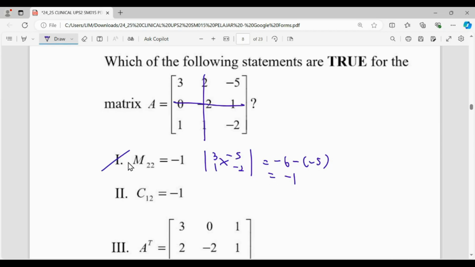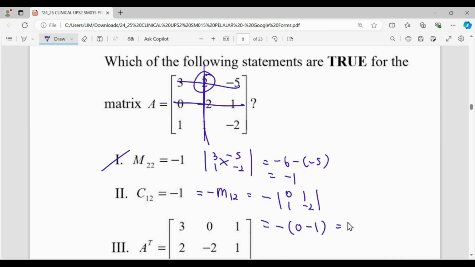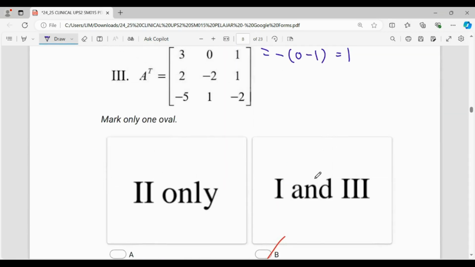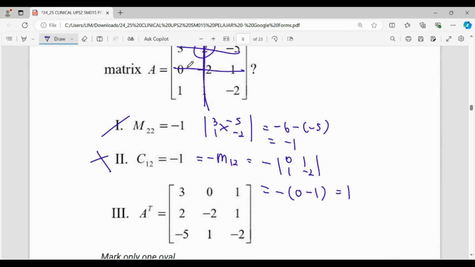Yes, this is correct. And then the C12 cofactor is equal to positive, negative. So the 1, 2 position here is negative, minus 1, 2. So negative, minus 1, 2. When we cancel it, 0, 1, 1, negative 2. So 0 minus 1 gives us positive 1. So this option 2 is wrong. Therefore, we have this option as an answer. So transpose is changing the position from row to column.